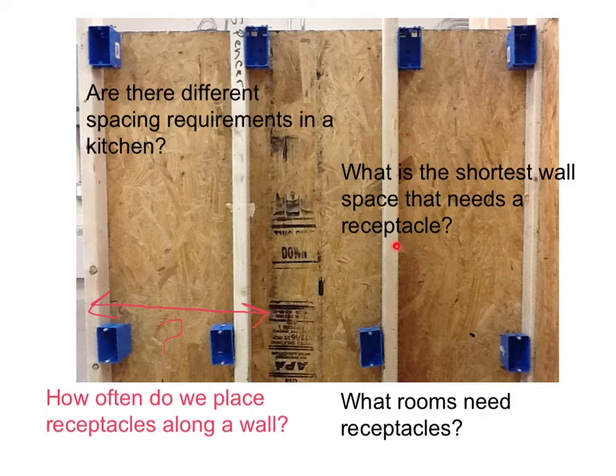This one, what is the shortest wall space that needs to have a receptacle installed on it? So is there a minimum wall length that has to have a receptacle? This is always kind of the tricky one. These boxes, if this represented one wall in a house, how often do we have to have those boxes spaced out? So what's the minimum requirement for that?